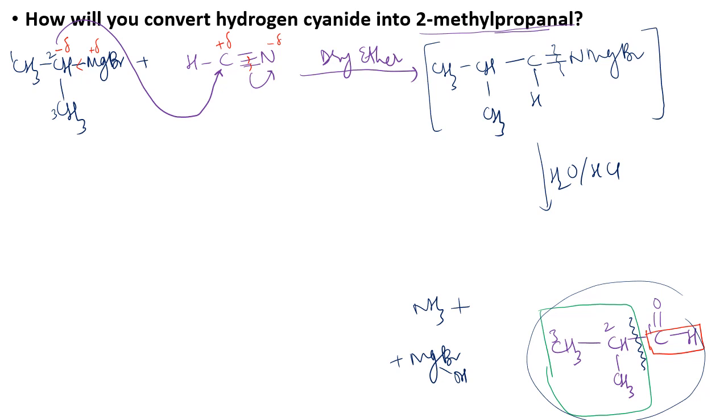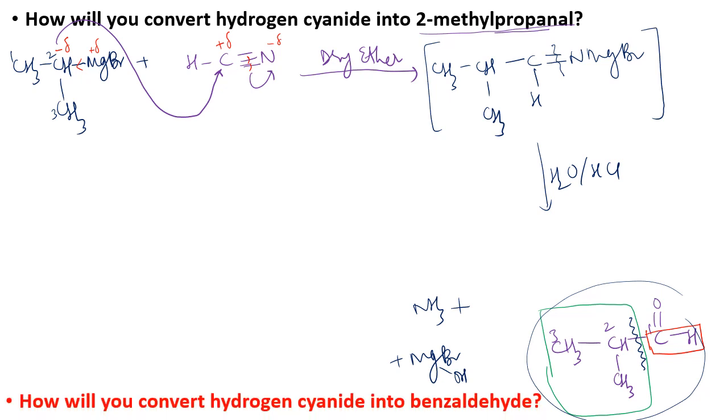Hopefully, you will be putting in more effort, and we will try to solve a few more examples of this kind. I am giving you one equation which you can try on your own. The question is, how will you convert hydrogen cyanide into benzaldehyde? So the same logic works. You will write the structure of hydrogen cyanide. You will write the structure of benzaldehyde. Note the similarities, identify the differences, and then you can go further and solve this example.